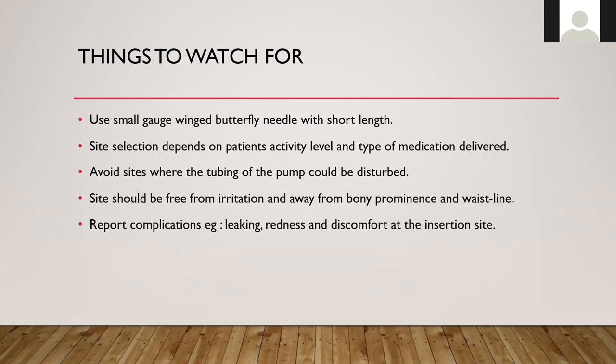Here, the point is, things to watch for. When the patient is on the subcutaneous route, what are the things to be watched for? Number one, use a small gauge winged butterfly needle with a short length, like I showed you before in my slide, which is a 26 gauge needle, very easy. The needle can be drawn back again, and only the rubber tubing is placed under the subcutaneous site. So it is not painful, because there is no needle in it, and as there is no needle, it might not injure that particular site. So it is safer and easier.